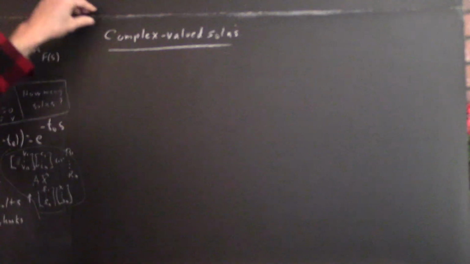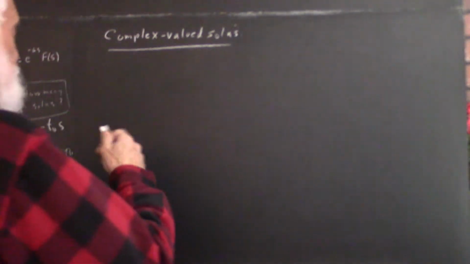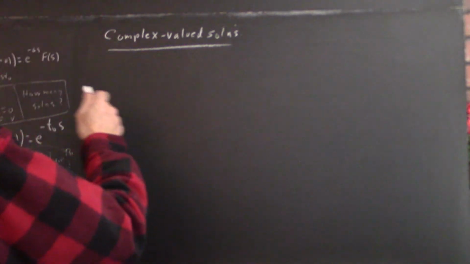Okay, when you have complex valued solutions to your eigenvalue equation, they come in complex conjugate pairs in such a way that the real part of your solution is one solution, the imaginary part is another solution, and all that's completely compatible with the eigenvalue solutions. Okay, so let's just go through the process.